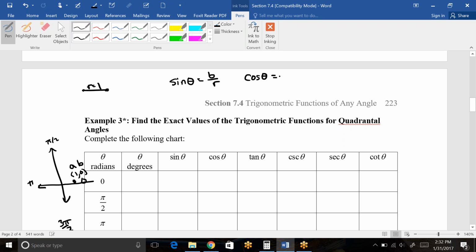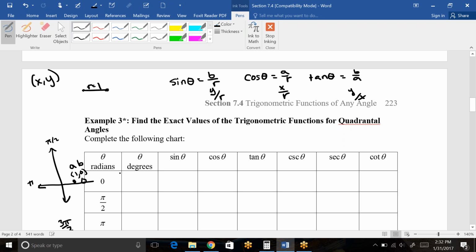Cosine of theta was a over the radius, and tangent of theta was opposite over adjacent, so that's b over a. If you know that much, that'll get you through all of these. I don't like using a and b. I actually prefer to use x and y. I'm just trying to be consistent with your textbook, because to me, y over r, x over r, and y over x makes a lot more sense. So that's kind of how I refer to it.